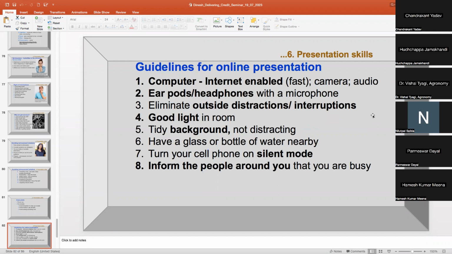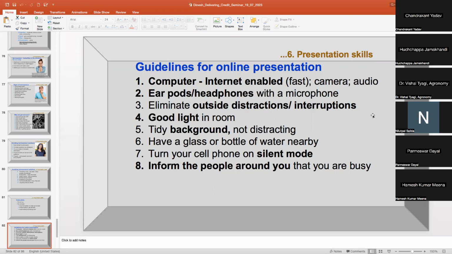So finally, just two slides more, dear students. Thanks for your patience. Now these days, many of you are making online presentations. I have just two slides for you. You are using computers, you are using mobile phones, a variety of instruments. They should all be in working condition. They should be attached with your audio system, camera system, and everything should be perfect. Earpods, headphone, microphone. You should ensure before delivering your seminar that the hard drives are already in place.